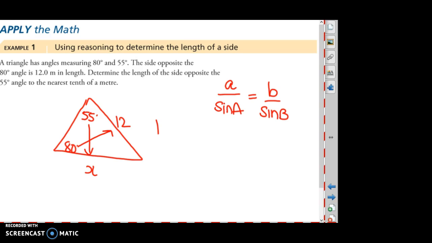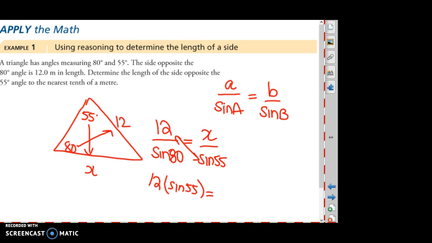So you'll go side length, which is 12, over sine 80 is equal to side length of x, which we don't know, is the opposite angle of 55. Okay, so the sine law, you're going to cross multiply. So it'll be 12 times sine 55. That will equal x times sine 80.